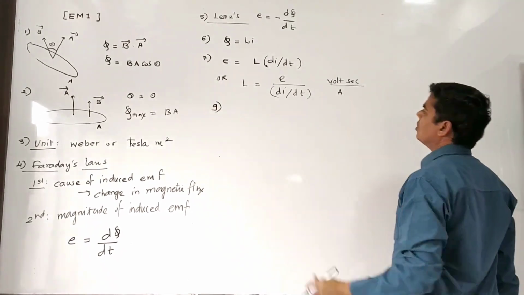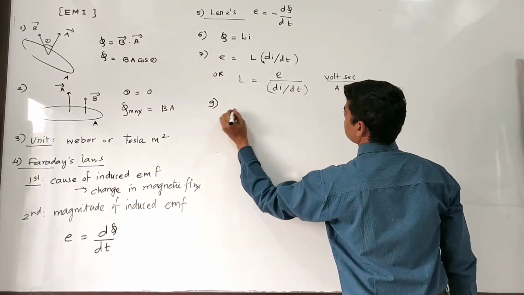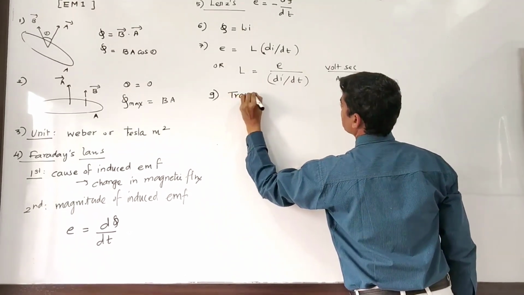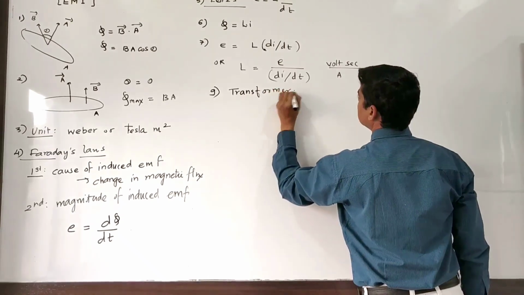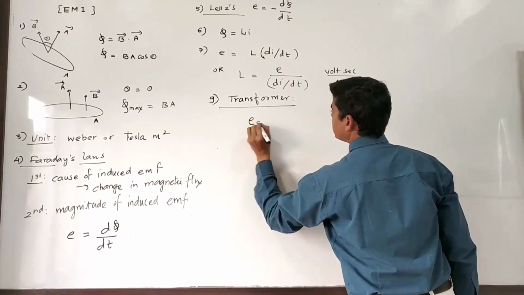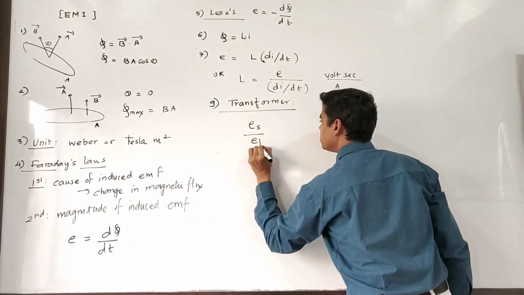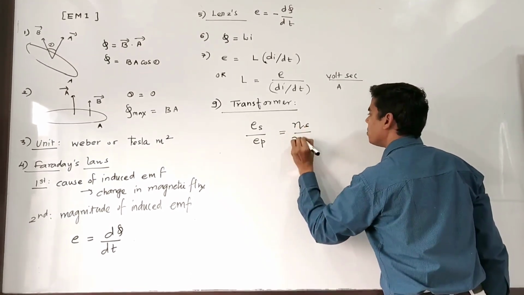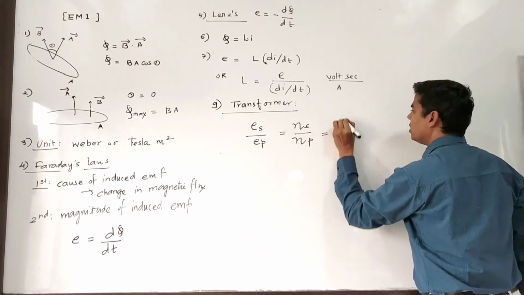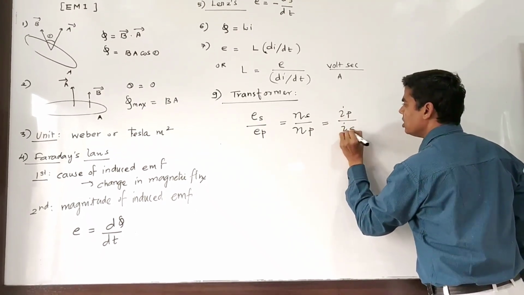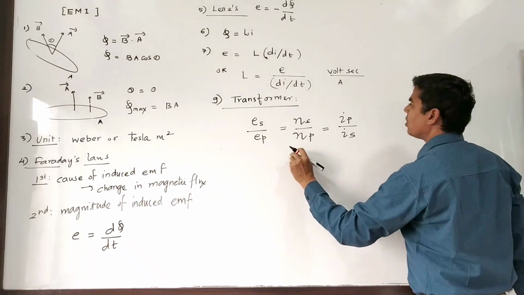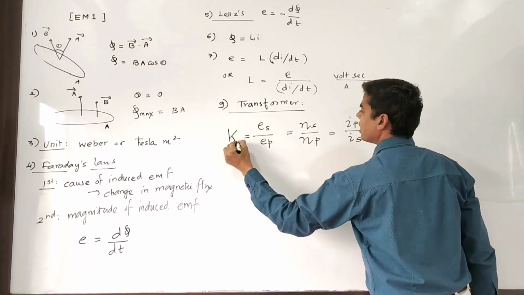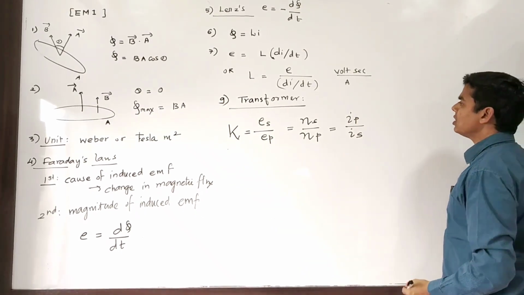Then we have observed formulae for transformer. For transformer, we have observed EMF induced in secondary coil upon EMF induced in primary coil is equal to number of turns of secondary coil upon number of turns of primary coil is equal to current flowing through the primary coil upon current flowing through the secondary coil. This is important formula for transformer, and this is called as a transformer ratio. We generally represent it by small k.